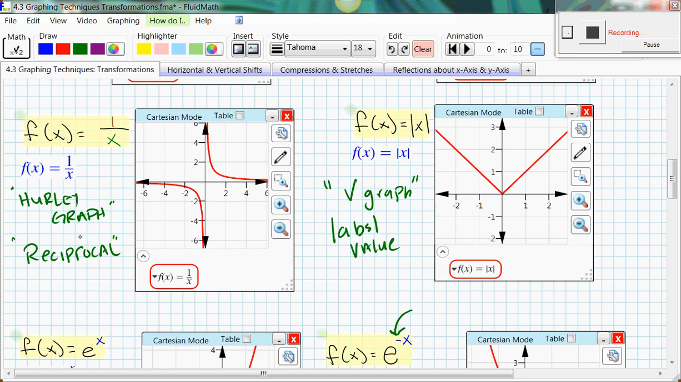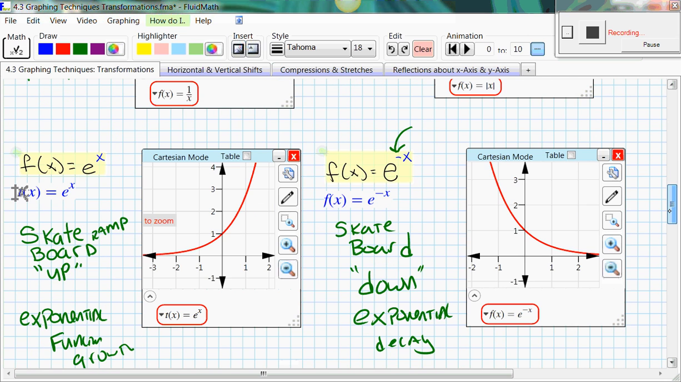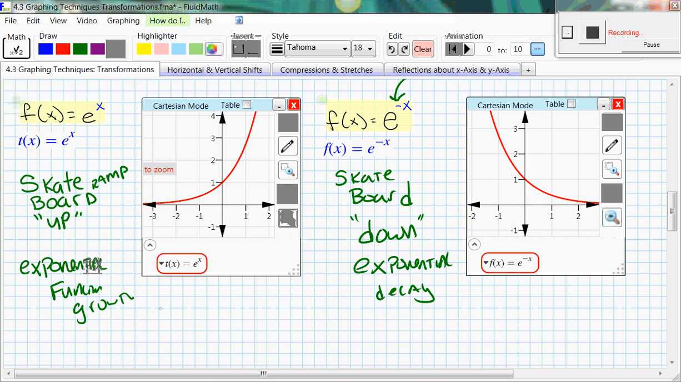He's showing everybody his jeans because it has the Hurley symbol and looks strikingly similar to this graph, which is the parent function 1 over x, the reciprocal function. Okay. I don't really have anything spectacular for the absolute value function. It's just an obvious looking v, so I'm going to call that the v graph. So f of x equals absolute value of x is the absolute value function, and it looks like the v graph there.